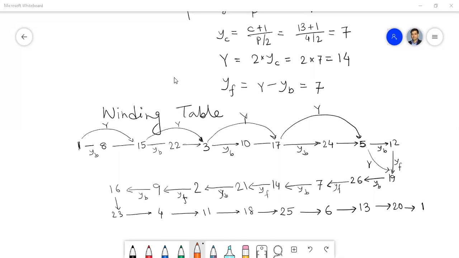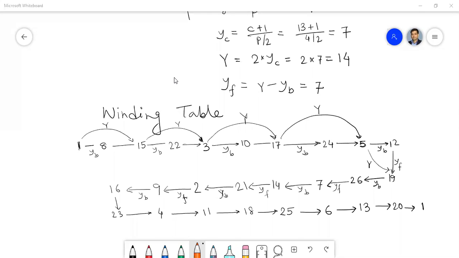In wave winding, how many parallel paths? In wave winding there will be two paths. Two paths. Then how much voltage will you get? So per path there were 6 coils into 10. Correct. So then 60 volts you will get.